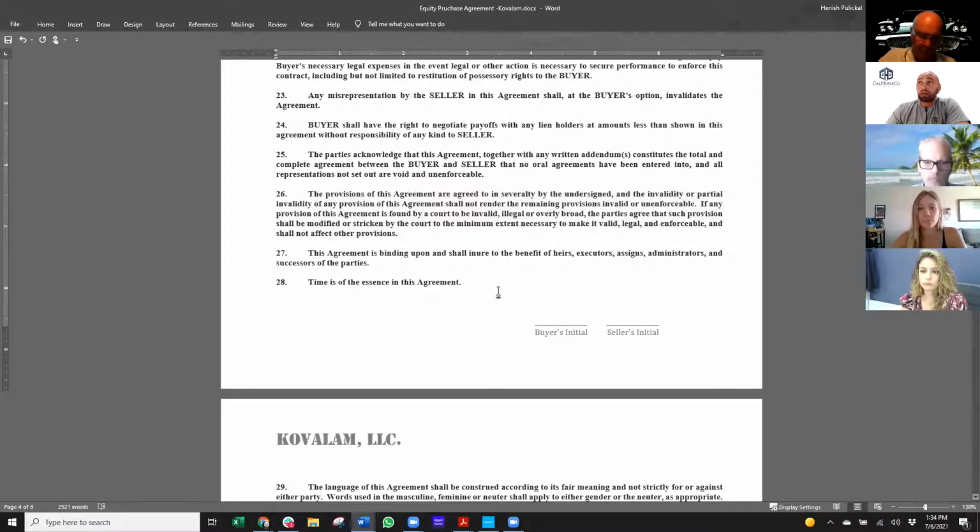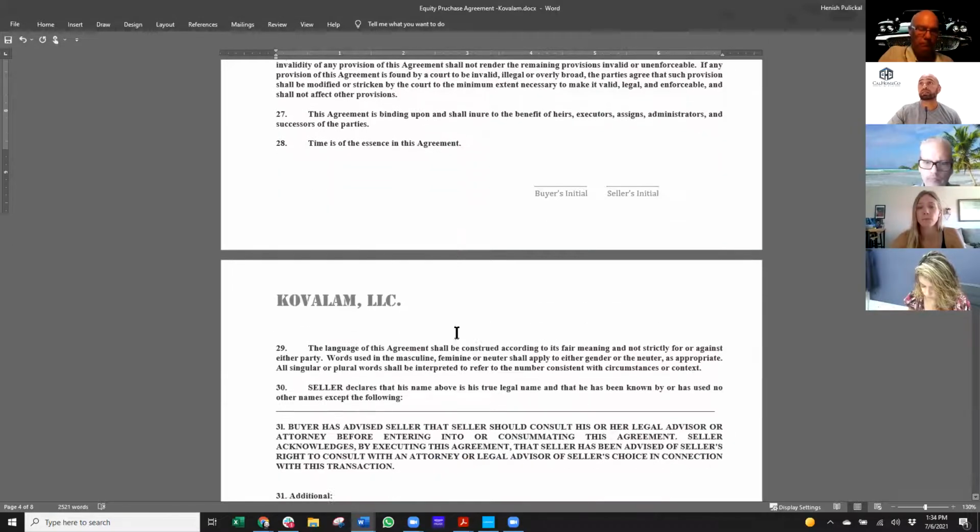The agreement is binding upon and shall inure to the benefit of heirs, executors, assigns, administrators, and successors of the parties. So if it's in probate and someone inherits it or someone passes away in the process, well, ideally the executor of the estate or whoever inherits the property would be subject to this contract as well. Time is of the essence.